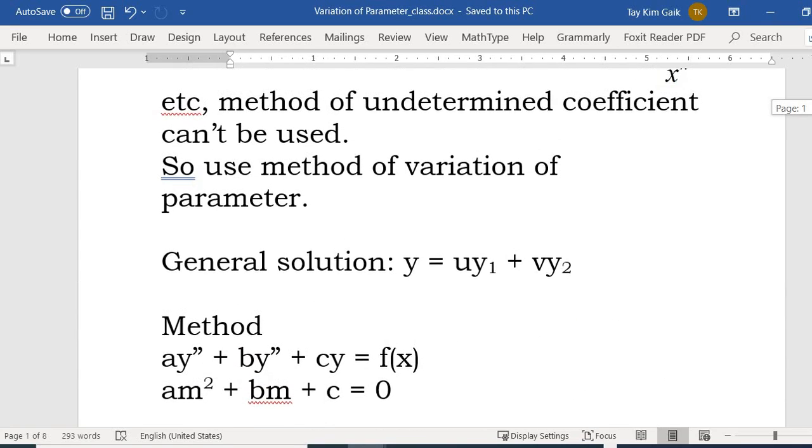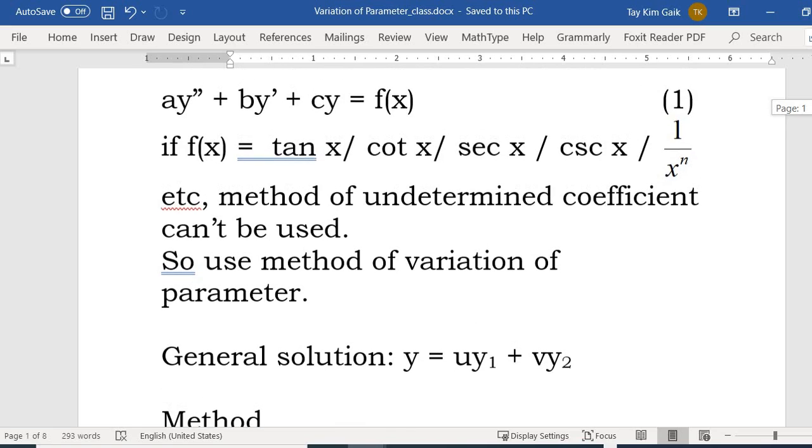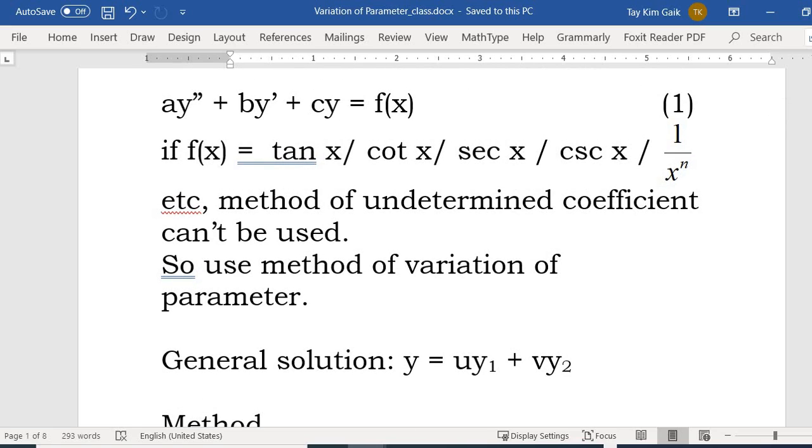To use variation of parameters, the general solution is very easy. You want to solve this second order non-homogeneous equation, so you want to find y. y is given by u y1 plus v y2.